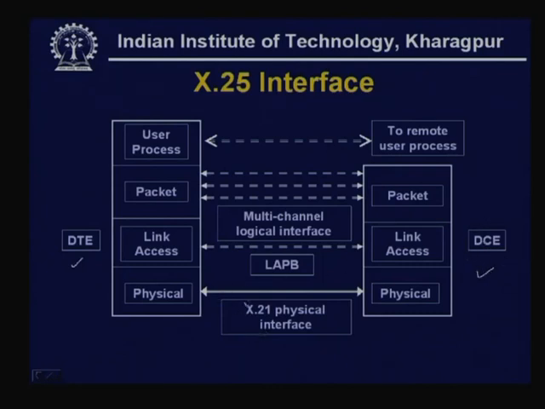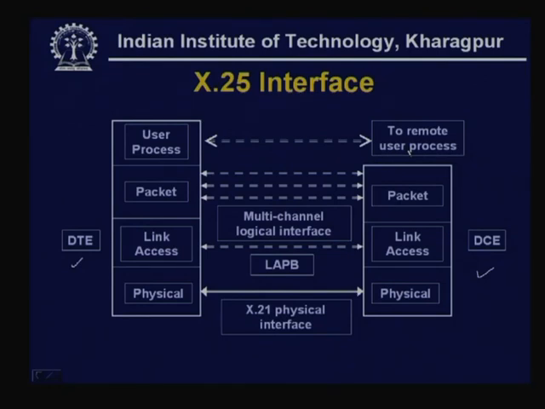So, this interface specifies that X.21 physical interface. As I mentioned, we can use RS-232C in the absence of X.21. Then LAPB is used as the logical interface between the link access layer, which essentially works in the data link layer, and it has a multi-channel logical interface which allows several virtual circuits to be established for communication of data in the packet layer, and the user process, as you can see, can communicate to remote users by using this interface.